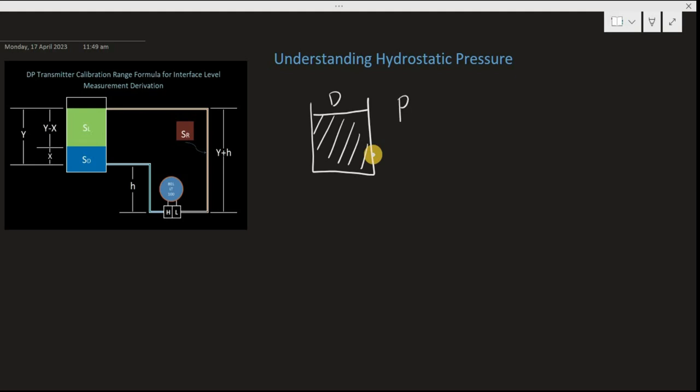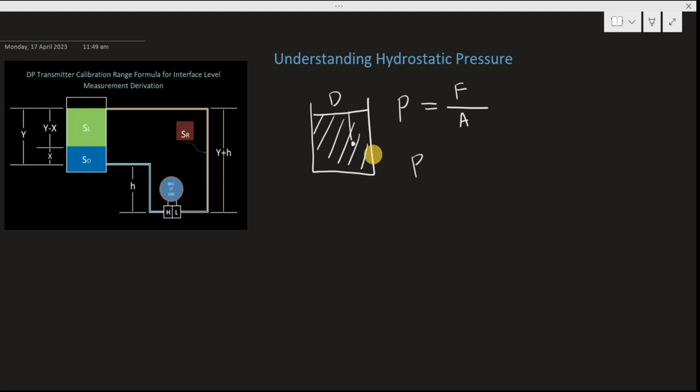Okay, so the pressure exerted at a specific point is equal to the force applied in the direction perpendicular to the surface area of the point, divided by the surface area of the point. So this is the definition of pressure. Pressure is force per unit area. Now, for example, let's calculate the pressure at this point.